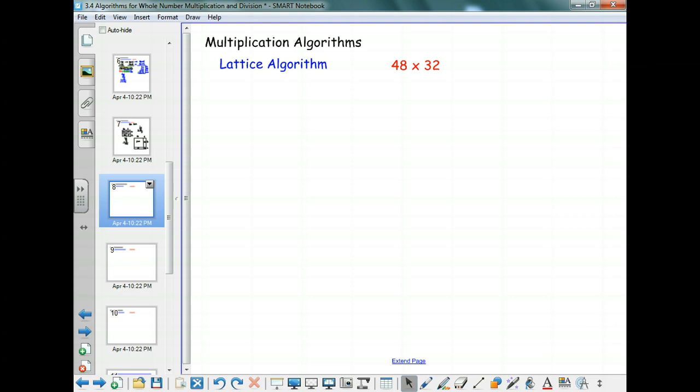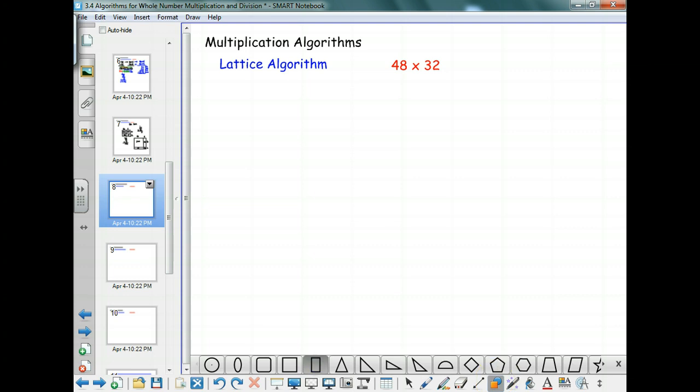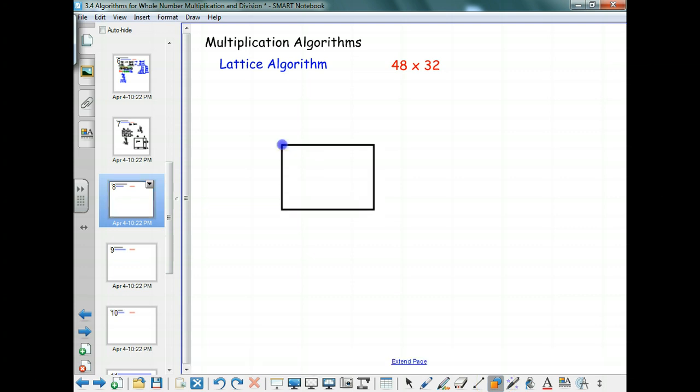This one's called the lattice algorithm. You've seen a lattice algorithm for addition in this class. I'm going to show you one now for multiplication. It is similar. We're actually going to take a look at 48 times 32, same one, because I want you to know that it works in all these cases. And I'm going to draw a square that I'm going to split into two boxes, and I'm going to talk a little bit more about the split here in a minute.